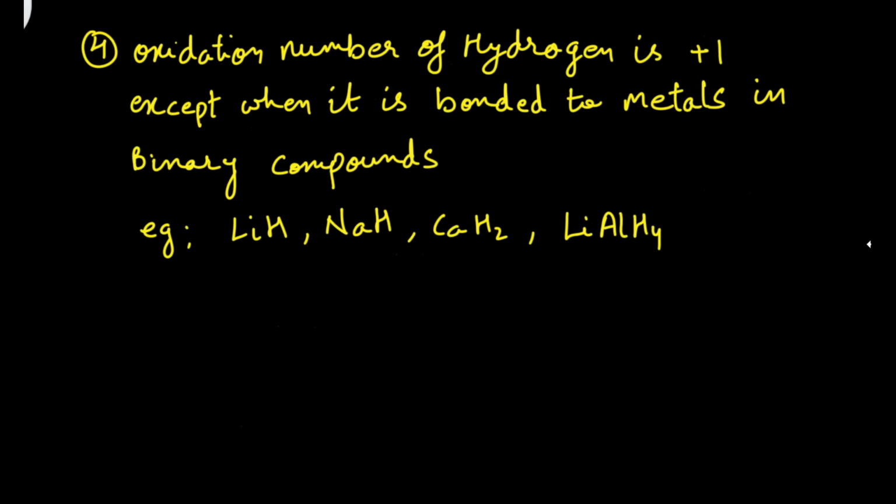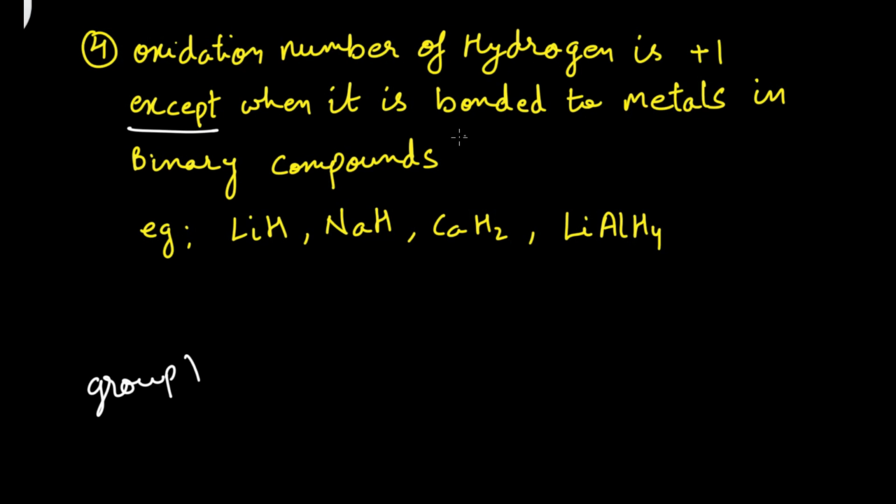Now let's move to the next. Oxidation number of hydrogen is +1. Now there is another term, except, means there are exceptions. Oxidation number of hydrogen is +1. We have already discussed hydrogen is in group 1 in the periodic table, right? It can be placed in group 17 also with similar properties, but don't think about that. Just think of it as group 1. Oxidation state of hydrogen is +1 in general because it is in group 1. We have already discussed that.